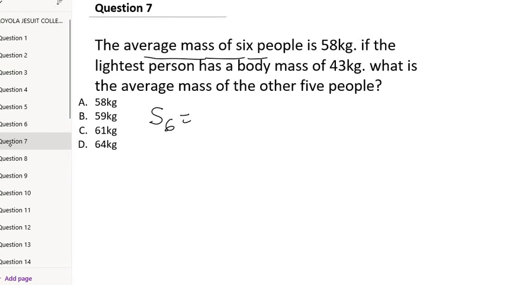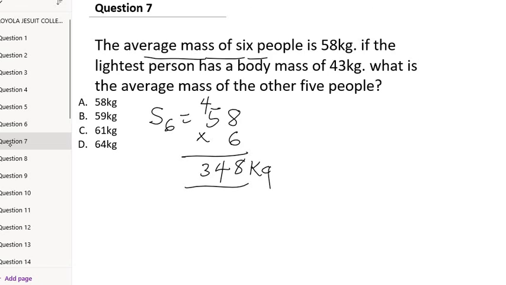To get sum, you multiply. You have 58 times 6 to get their sum or the total mass of 6 of them. 6 times 8, 48. 8, you put 4 here. 6 times 5, 30 plus 4, 34. Their total mass is 348 kilogram.